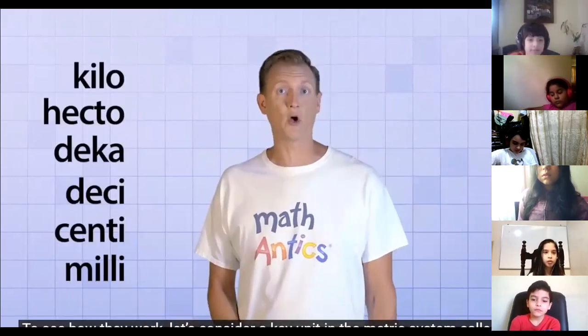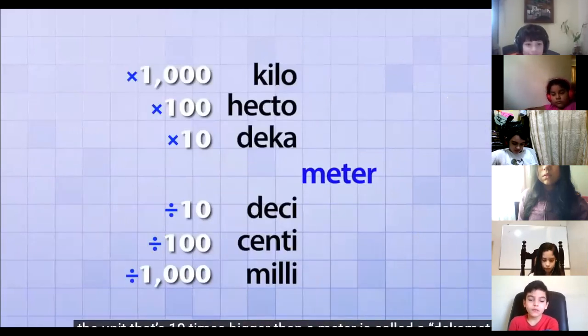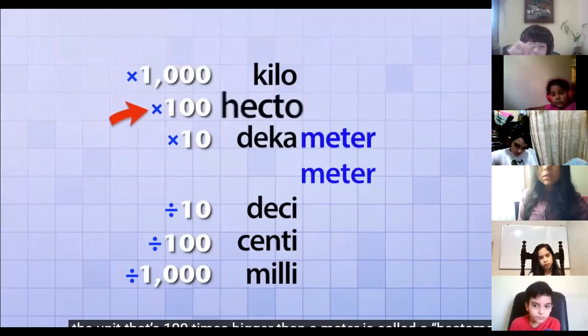Here's a list of some of those prefixes. To see how they work, let's consider a key unit in the metric system called a meter. A meter is a basic unit of distance or length, and it happens to be about this long. As you can see from our prefixes, the unit that's 10 times bigger than a meter is called a decameter. The unit that's 100 times bigger than a meter is called a hectometer.